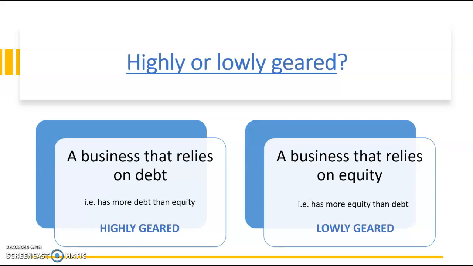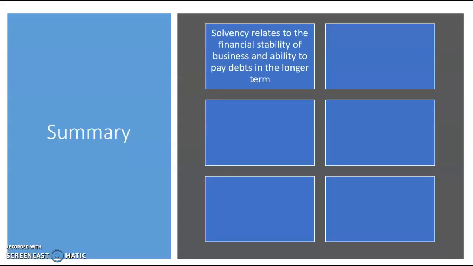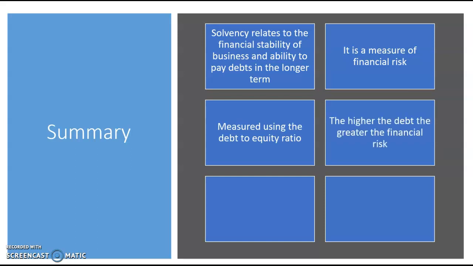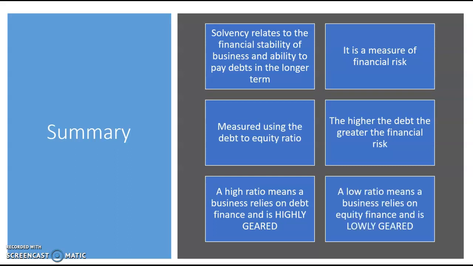being lowly geared. So in summary, solvency relates to the financial stability of the business and their ability to pay their debts in the longer term. It's really a measure of financial risk. It's measured using the debt to equity ratio, and the higher the level of debt, the greater financial risk, because that creates obligations that the business must meet, along with exposure to interest rate changes, which could increase those obligations. A high ratio means the business relies on debt finance and is therefore highly geared, whereas a low ratio means the business relies on equity finance and is therefore lowly geared.